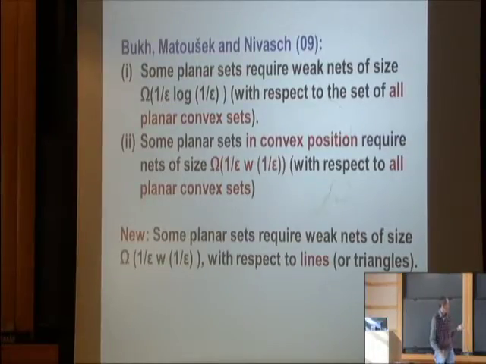And what I wanted to say here is that these are all bounds with respect to all planar convex sets. But actually, the new example I told you tells us that some planar sets of points require weak epsilon nets of size 1 over epsilon times inverse Ackermann, even just with respect to lines or triangles. So we don't need all convex sets. It's enough to take some very restricted family of convex sets, and still we need this inverse Ackermann.